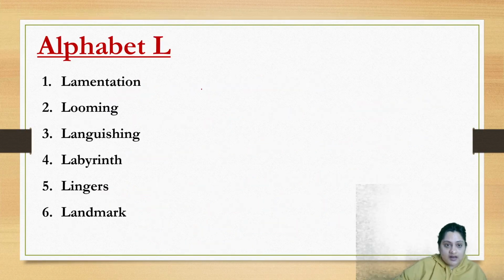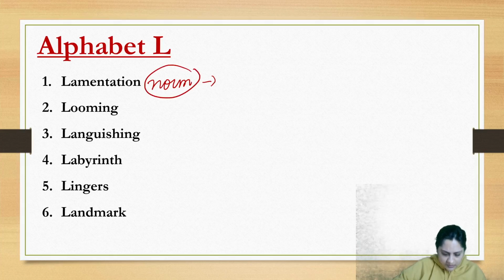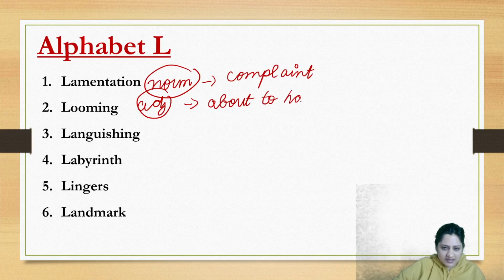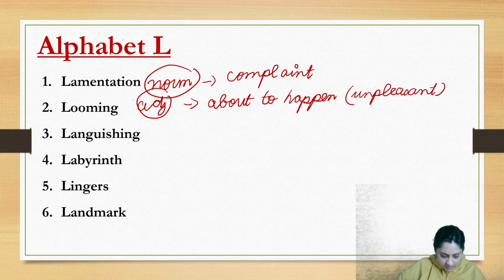Moving to the next one, alphabet L. First is lamentation. The ION word ending means noun. Basically complaint. When you complain, that is lamentation. You show your expression of sorrow, mourning, lamentation. Looming is an adjective for something unpleasant which is about to happen. When we talk about something bad, negative, unpleasant, something which might cause worry and it is about to happen, we say looming danger, looming crisis, right?